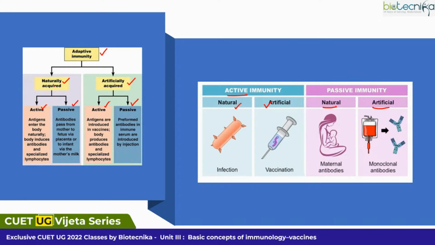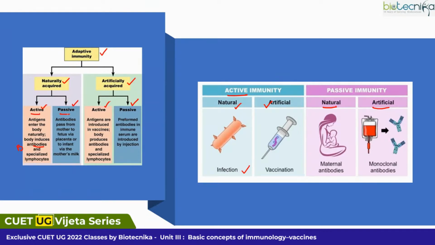Now what is this active naturally acquired adaptive immunity? In this, the antigens will enter the body. It is active and naturally acquired, meaning when we have some infection, the antigen enters the body and the B cells get activated and release antibodies. In this way, this is known as active naturally acquired. So this is basically when you are suffering with some infection.